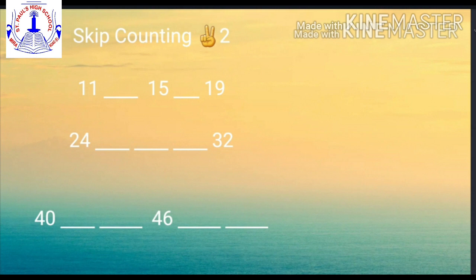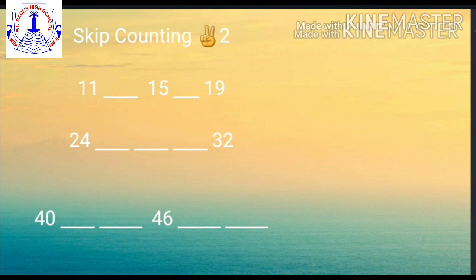1, 1, 11, dash, 1, 5, 15, dash, 1, 9, 19. Then take a new line, children. 2, 4, 24, then dash, then again dash, then again dash, and then last number you will write 3, 2, 32. Then take a new line again, children.